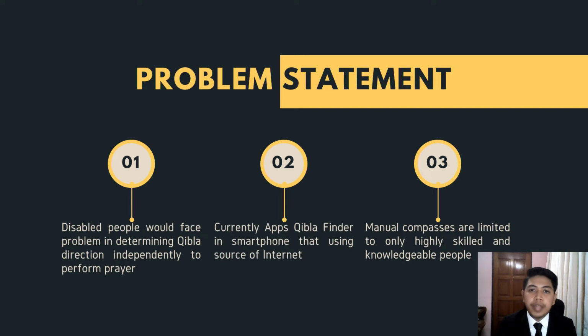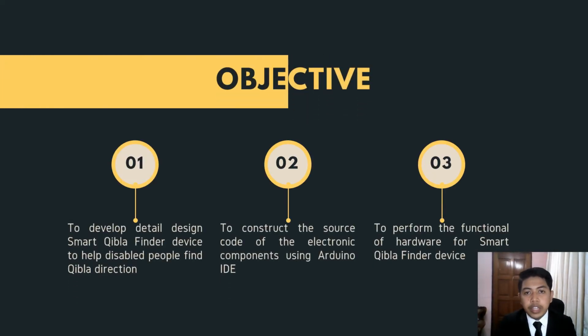Final year project problem statement. Firstly, disabled people face problems in determining Qiblat direction independently to perform prayer. Next, current Qiblat Finder apps are on smartphones and use internet as a source. Lastly, manual compasses are limited to only highly skilled and knowledgeable people. So, the objective of this final year project is to develop a detailed design of a smart Qiblat Finder device to help disabled people find Qiblat direction. Besides, to construct source code for the electronic components using Arduino IDE and to perform the functional testing of the hardware of the smart Qiblat Finder device.